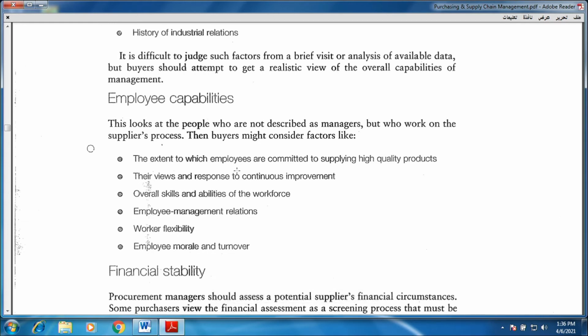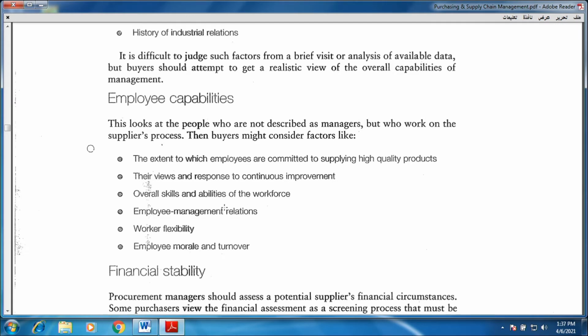Do the employees respect quality in their processes, in their production, and do they produce high quality products and present high quality services? What are their views and responses to continuous improvement efforts and factors? Do they use their head as well as their hand when they produce, and do they want to make improvements all the time in the way of doing the work? Think about the skills, the abilities, the knowledge, the experience of this workforce.